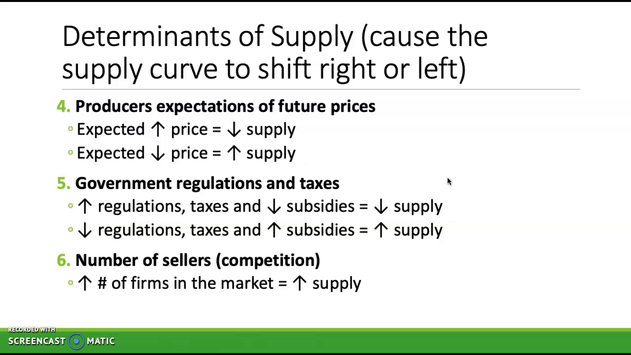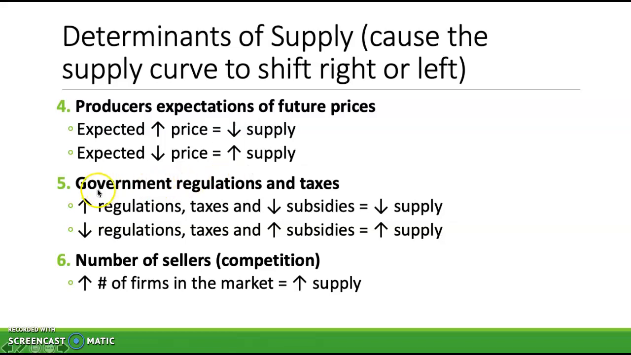But the opposite is also true. If in the future they expect the prices of their product to drop, they will increase their supply right now while the price is higher, so then they can make more profit at the current higher price.